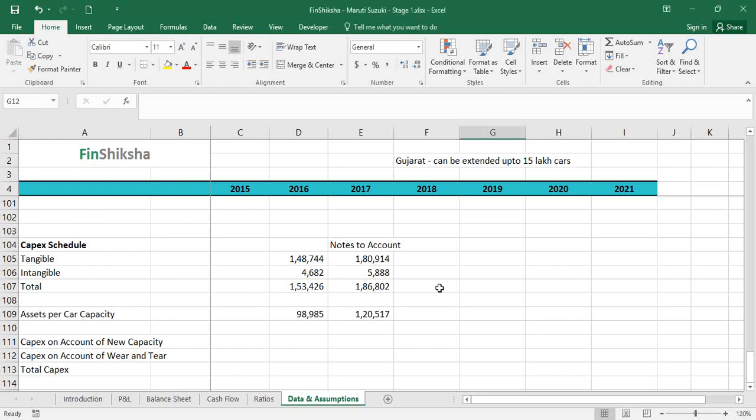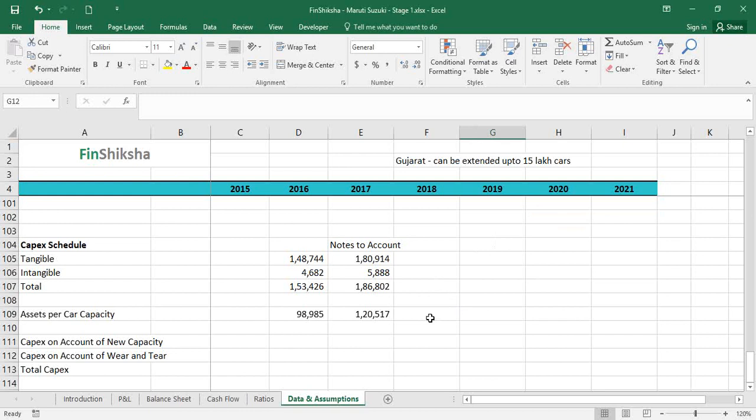So broadly continuing from where we left in the previous session, we're going to now touch upon how do I go about projecting capital expenditure for the company, right? So what do I do in terms of trying to predict what is going to be the capex for the company in the next year?